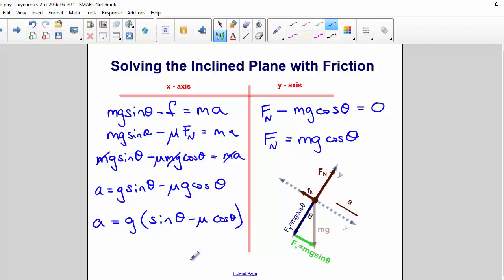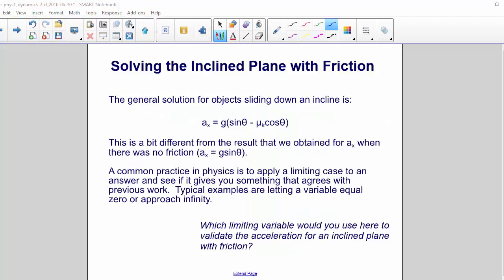And we can see here that if there is no friction, if mu was 0, we would get a equals g sine theta, just like we did before. So again, the general solution for objects sliding down an incline is a equals g times the quantity of sine theta minus mu cosine theta. It's a bit different from the result that we obtained for a when there was no friction, where a is just equal to g sine theta.